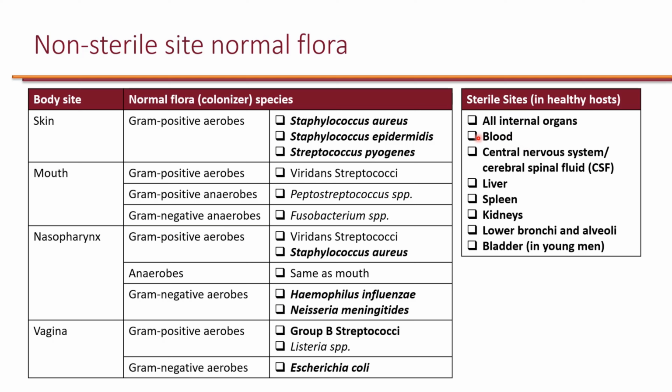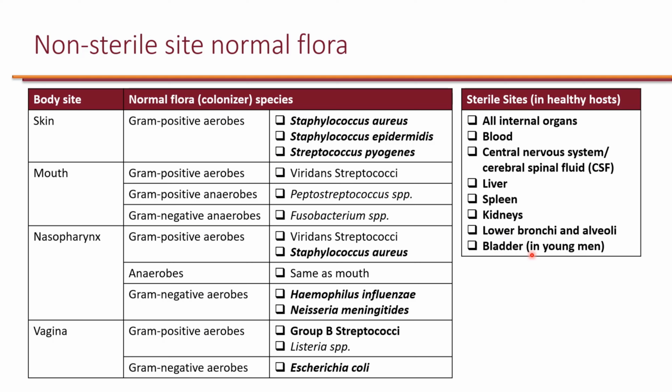So if you do find an organism in this sterile site, they're considered an infection for the most part. Especially blood. If you find anything in the blood, it's considered infectious. The same with the central nervous system, cerebrospinal fluid, the liver, spleen, kidneys, lower bronchi and alveoli, and the bladder for the most part.